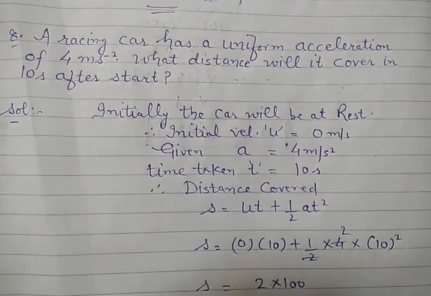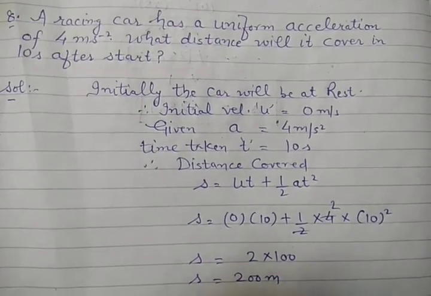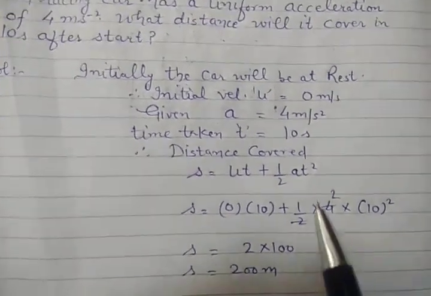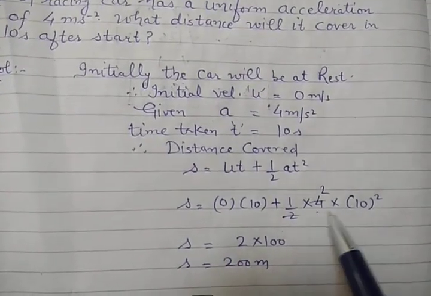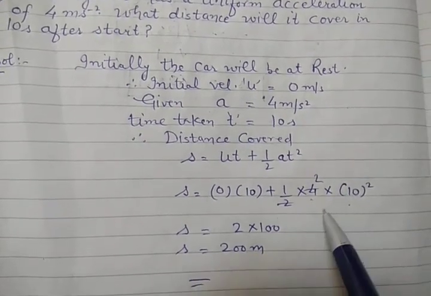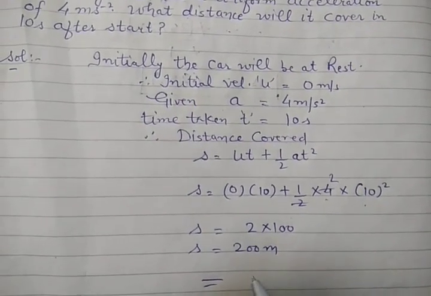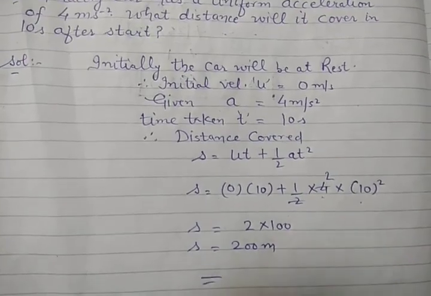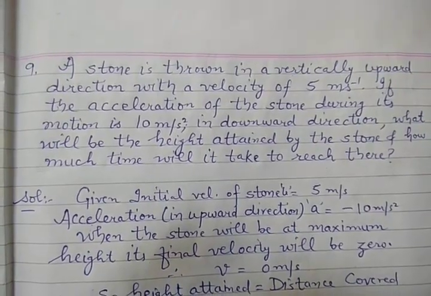So I will use this formula to find out distance covered. So s is equal to ut plus half at square. So put the values over there. u is 0, t is 10, half is 4, t is 10. So after cutting you will get 200 meters. So this will be the answer. Now the last six-mark question is there.